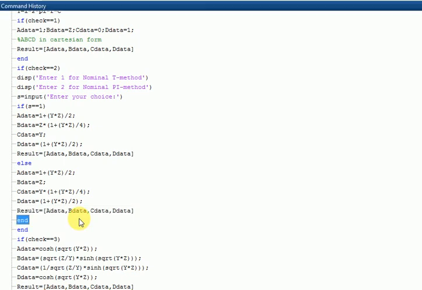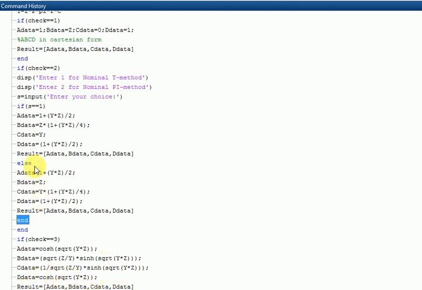And if check 3, if we place 3 over here, then for 3, A data is equal to cosh square root of y into z, B is square root of z by y into sinh square root of y into z, C data is square root of y by z into sinh square root of y into z, and D data is cosh square root of y into z. Then the result will be displayed for the ABCD parameters.